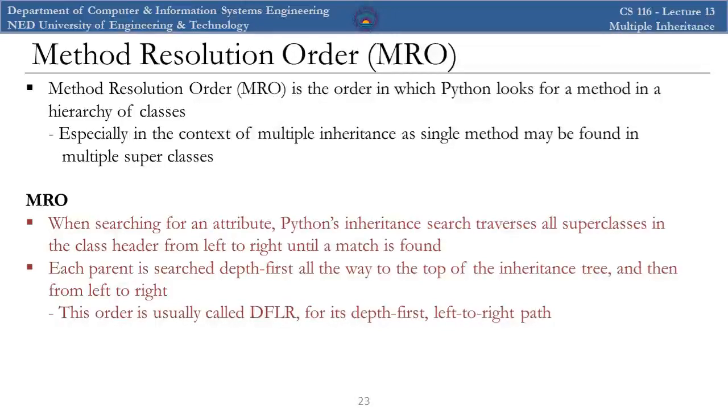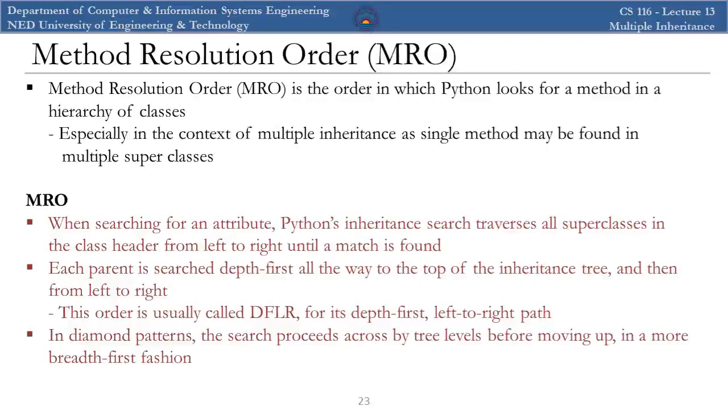And the third rule is for diamond pattern. In diamond pattern, we don't use this depth first search, because the problem is, if you use depth first search, then the peak will be executed twice, or will be searched twice. If you recall from the last example, there was a class X. So if you go depth wise, then after class A, class X will be searched, right? And then after class B, class X will again be searched. So class X will be searched twice.